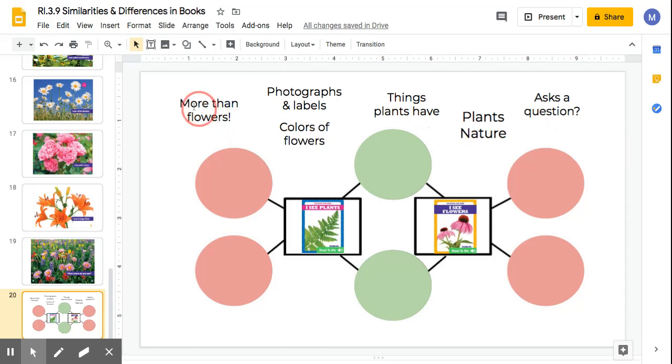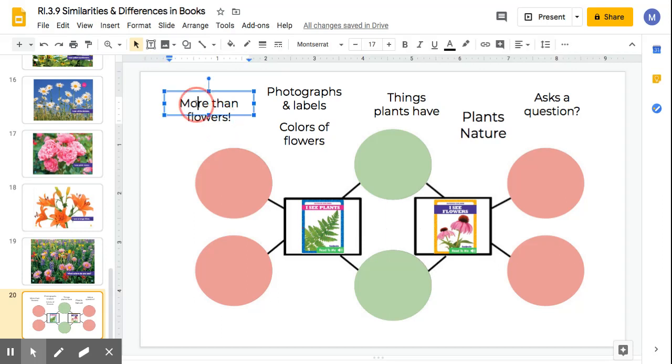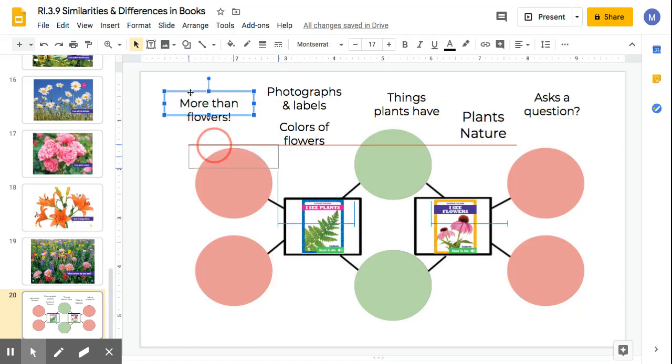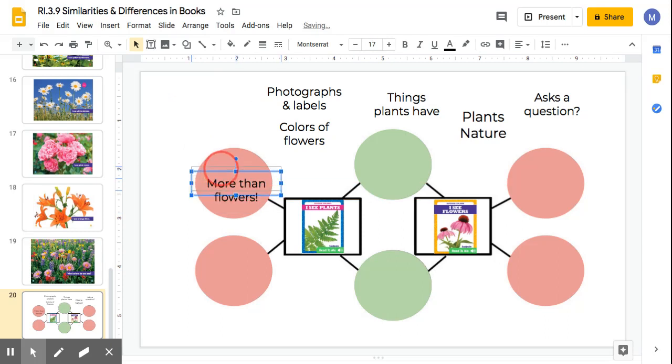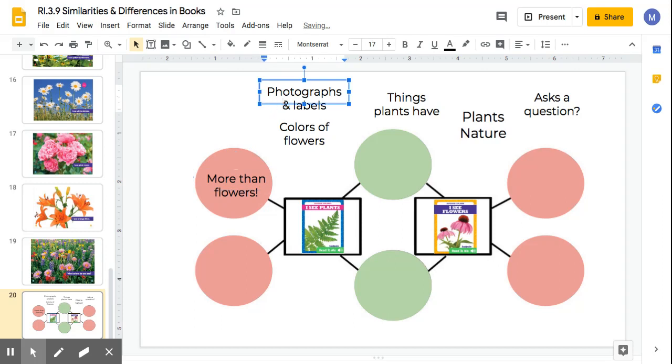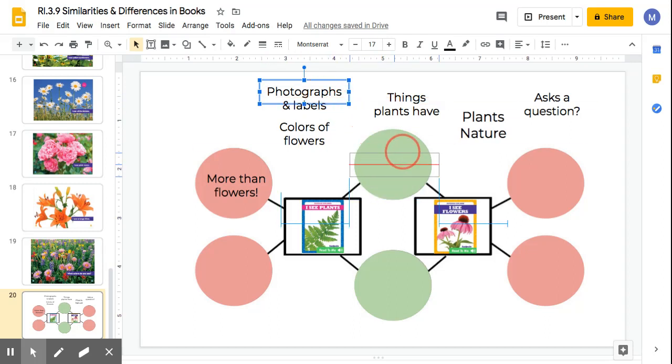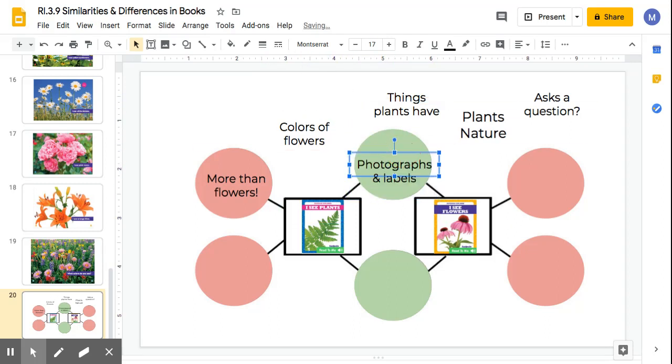Now let's start with this. More than flowers. Did both books talk about more than just flowers, or just one book? Yep, you're right. I See Plants definitely told us more things than just flowers. We learned about fruits and seeds and leaves and all that stuff. Okay, so that's different. Photographs and labels. Now, did both books have photographs and labels? Yes, you're right. They both had real pictures from a camera, and they both had labels to tell us what those pictures were. So that's something that they have that's the same.